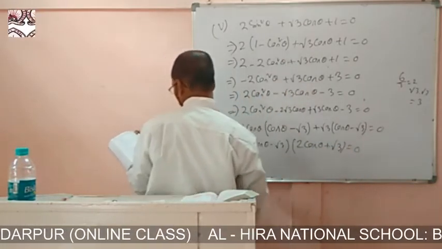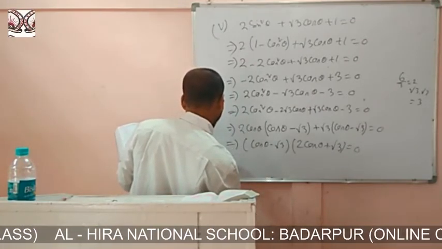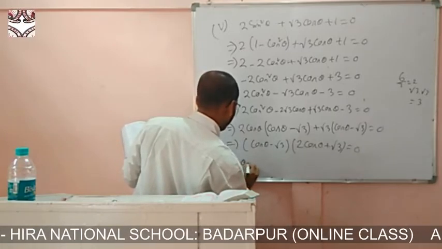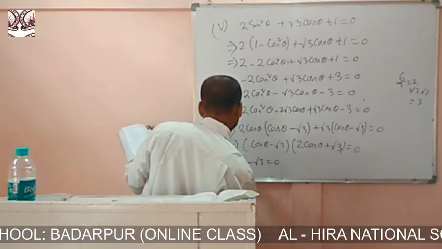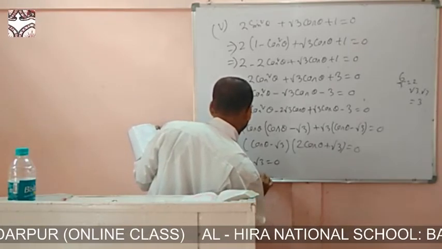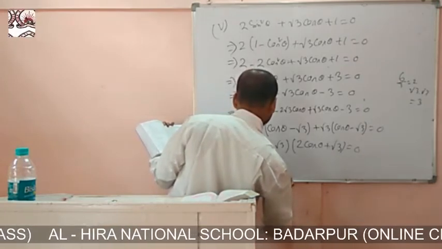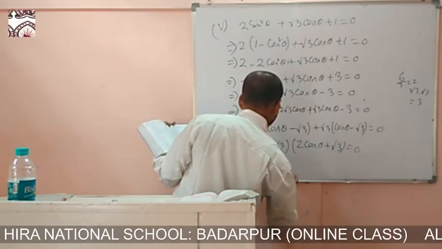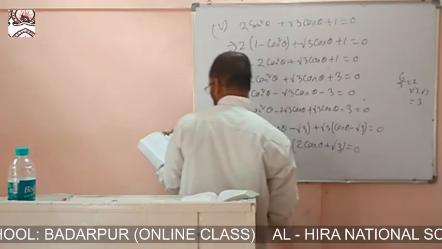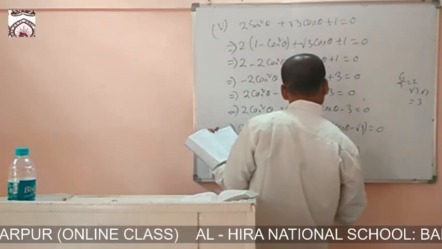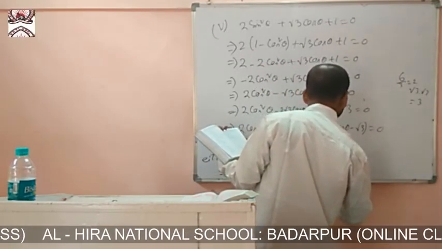So either cos theta minus root 3 is equal to 0. So this implies cos theta is equal to root 3, and root 3 is not acceptable because cos theta has no such value. And twice cos theta plus root 3 is equal to 0.